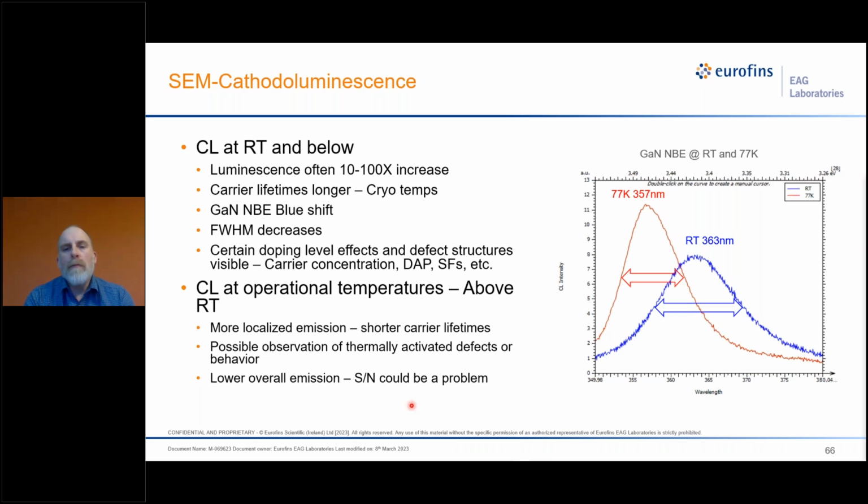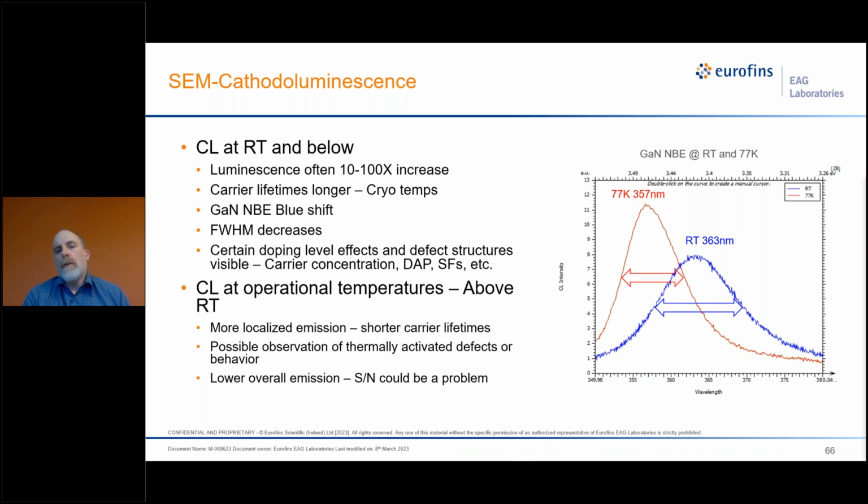In our lab here, we've primarily focused on doing CL at room temperature and low temperature, cryotemps, because working at colder temperatures, the luminescence is often 10 to 100 times better than at room temperature, for instance. So you get much more light out of the sample, and the carrier lifetimes are a bit longer. So that gives you access to looking at defect states in the sample.